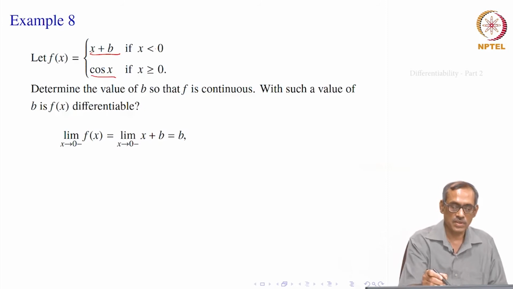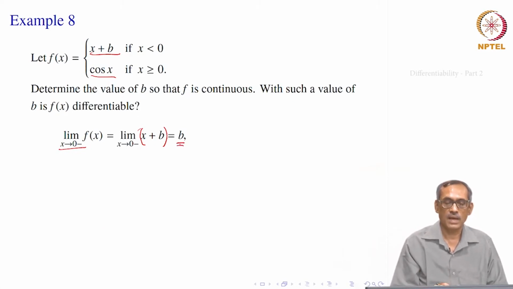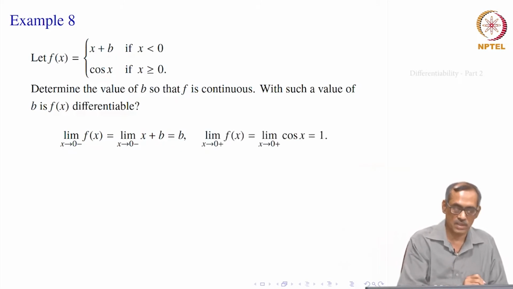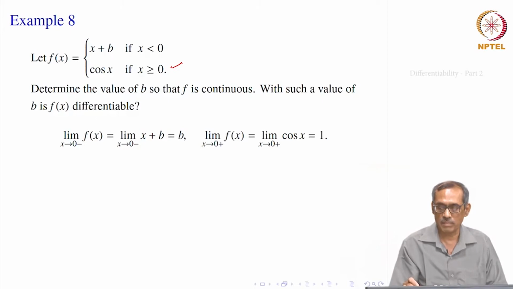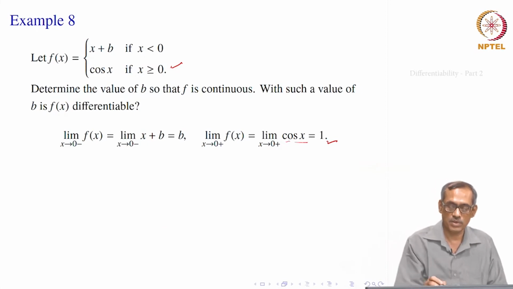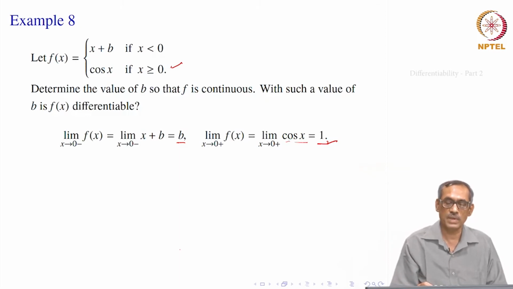So, when x is negative, you are taking x goes to 0 minus, x is negative but near 0. So, you have the limit as x goes to 0 minus of this function x plus b, that gives us b. And when x is bigger than 0, the other condition is applicable. So, as x goes to 0 plus, the limit of cos x is equal to 1. Therefore, for f of x to be continuous, these two limits must exist and they should be equal, and they should be equal to the functional value.